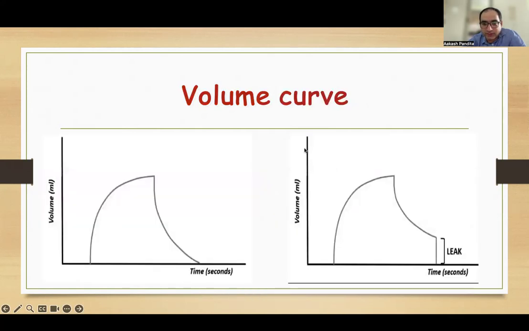And usually, whenever we have a leak, the volume time graph will look like this and it will not come to the baseline, telling me that there is this amount of leak, which may be because of a small ET tube or a leak in the circuit.